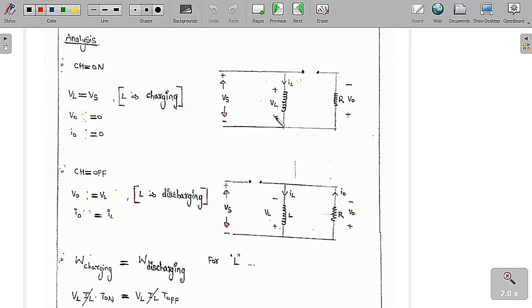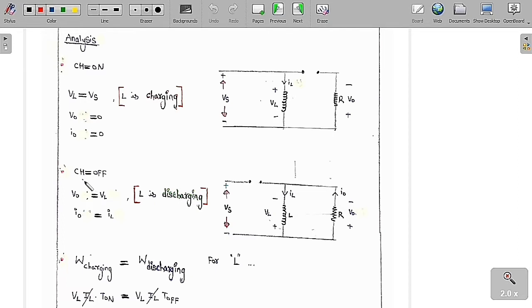When the chopper is on, you are going to close the chopper, and this is the inductor. You can see clearly that the supply voltage is equal to the voltage across the inductor. So the inductor is going to become charged. As the inductor is charged, the diode will become open circuit, meaning no current is going to flow through the diode. So therefore I0 is equal to 0 and also V0 is equal to 0. So when the chopper is on, the inductor voltage is equal to the supply voltage. L is charging, so the current IL is going to increase. Therefore the output voltage is equal to 0 and also the output current is equal to 0.